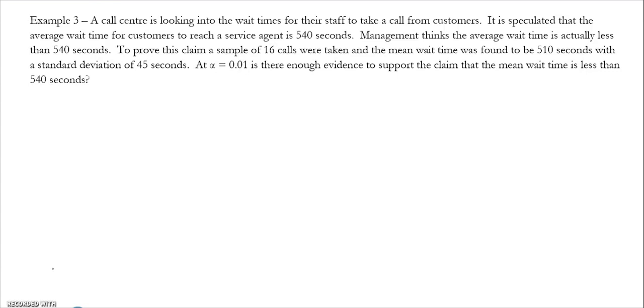At alpha equals 0.01, is there enough evidence to support the claim that the mean wait time is less than 540 seconds? So in this example, once again, first we ask, what is the size of the sample we're dealing with? And you can see then that n is less than 30, which implies that we are going to use a t-value when it comes to finding the critical values.